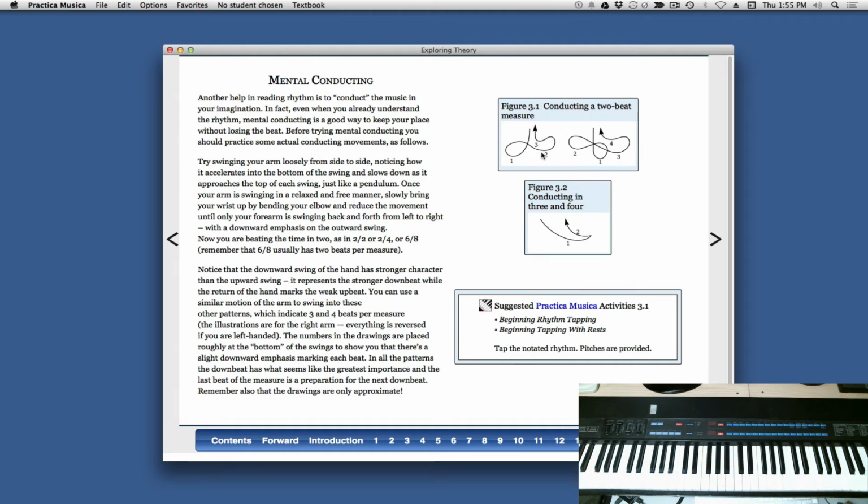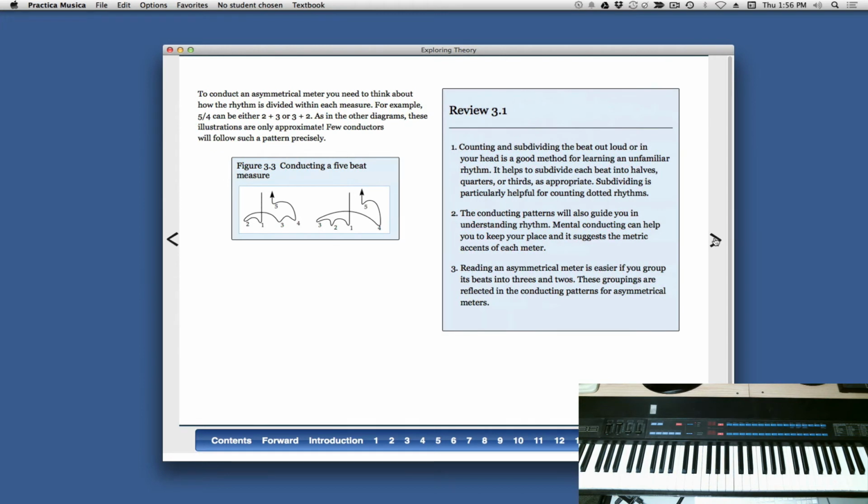These diagrams are kind of mixed up. Conducting in 3 and 4? Don't think so. Conducting a 2 measure? Don't think so. These two are mixed. So that is the first section of chapter 3.